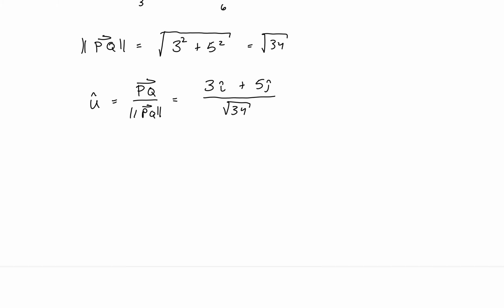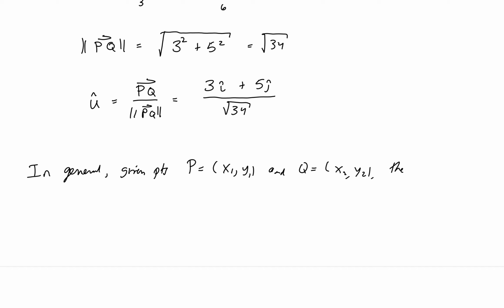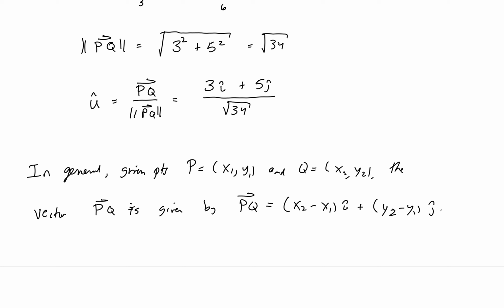So in general, we did this with two particular points, but given points, say P is (x1, y1) and Q is (x2, y2), the vector from P to Q is given by taking the coordinates of Q and subtracting the coordinates of P. And that gives you your vector from P to Q.